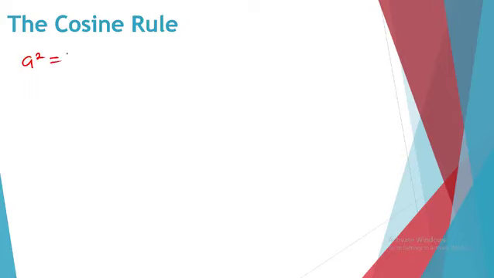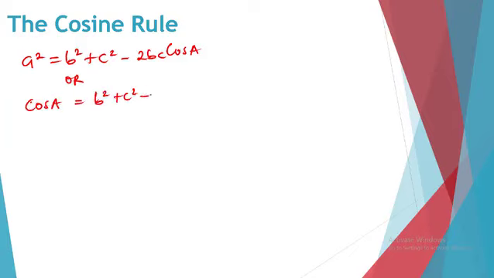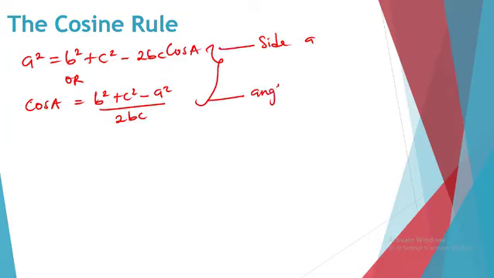a squared is equal to b squared plus c squared minus 2bc cos A, or we have cos A equal to b squared plus c squared minus a squared all over 2bc. We use this when solving for anything that has to do with A. We use the first when solving for side a, and we use the second when solving for angle A. This is number one.